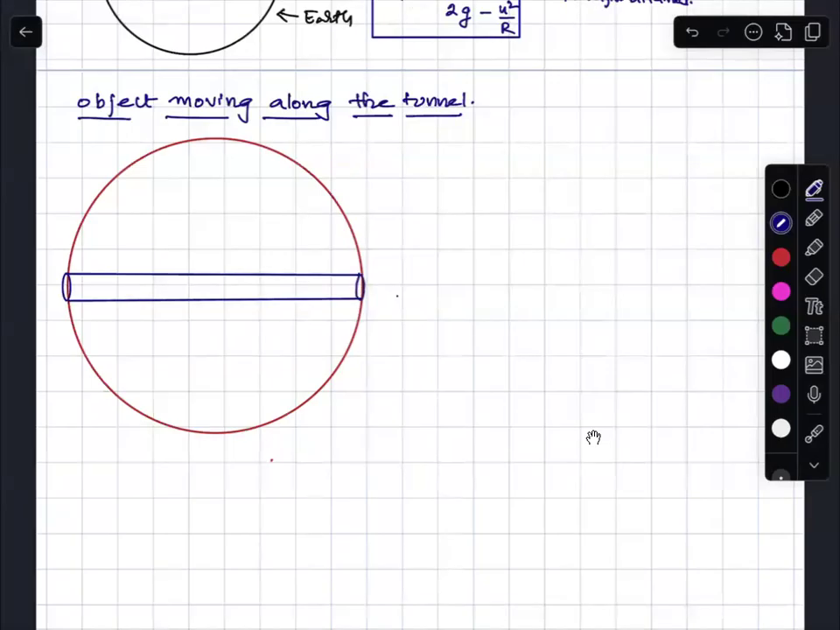This is a tunnel dug along the diameter of earth. So imagine earth is uniform. When I am dealing with this, earth is considered to be uniform. Density is throughout the same. Practically, that is not correct.